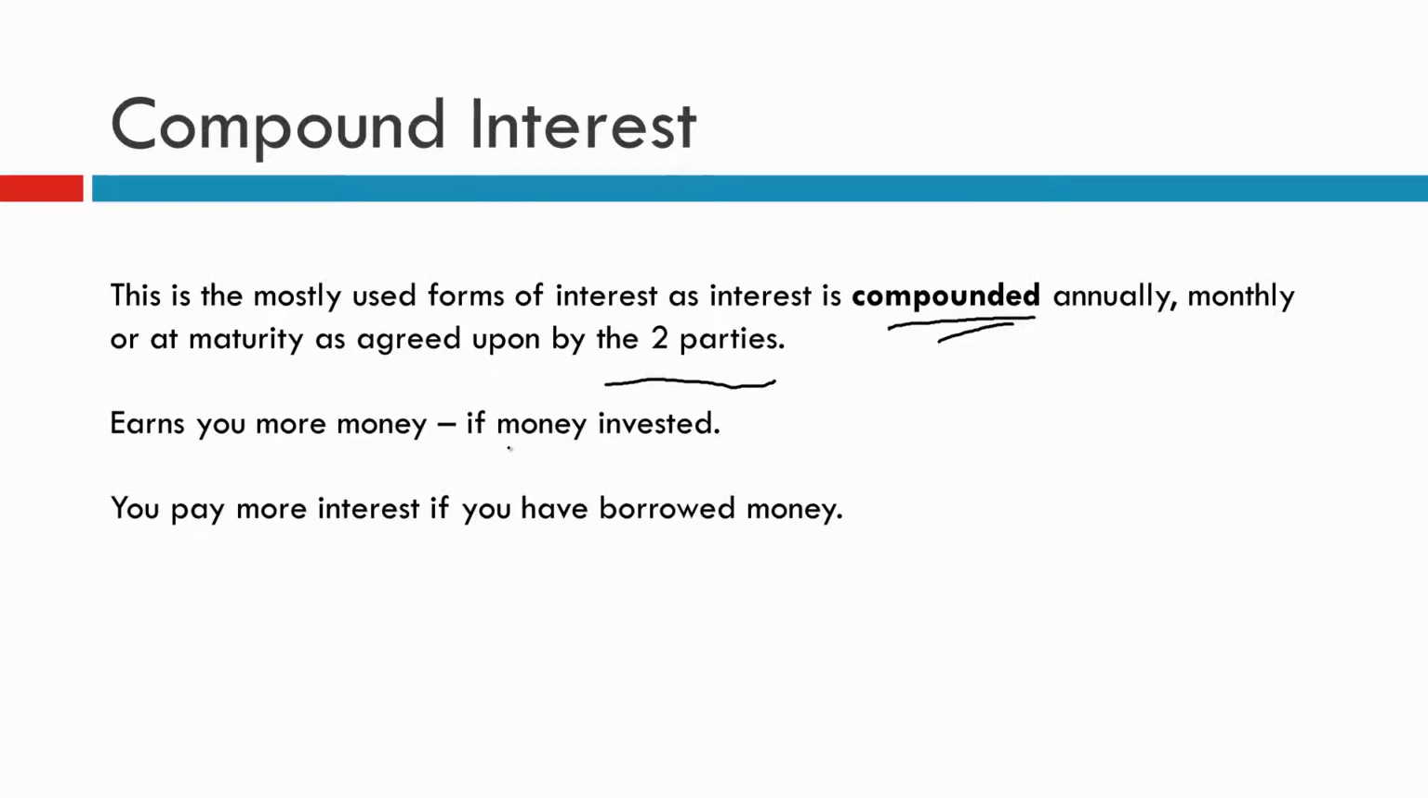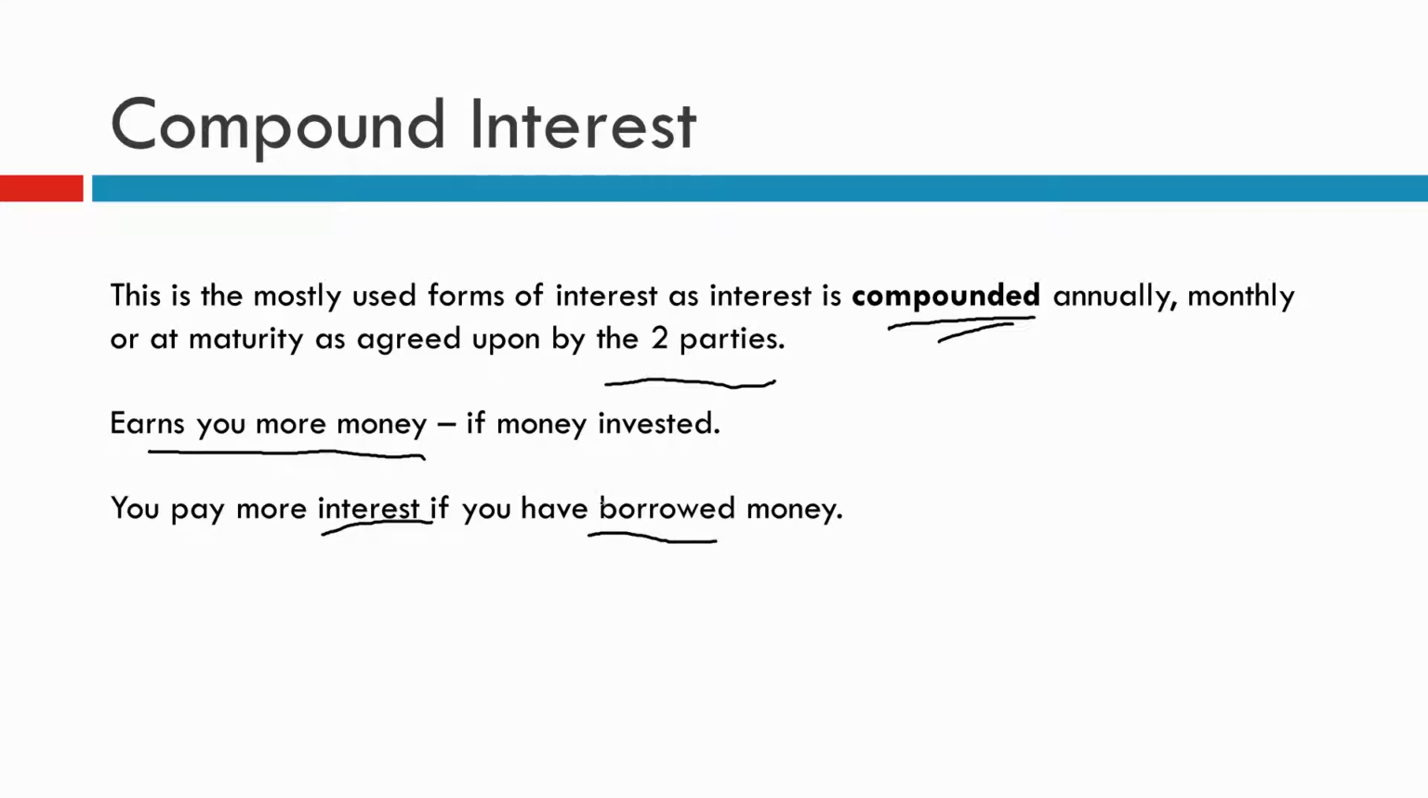Now with compound interest, it earns you more money if you invest your money, because if you were talking about simple interest, what we did before, it's a flat rate, fixed interest rate every year on the original amount. However, this type of compounding interest is based on the amount that is available at the end of the year, every year. So if you invest 1,000 at 10%, you're going to get 1,100 at the end of the year. Then the interest is going to be worked out in the second year on the 1,100 and not the original 1,000 like it was in simple interest. So you pay a lot more interest if you have borrowed your money as well.